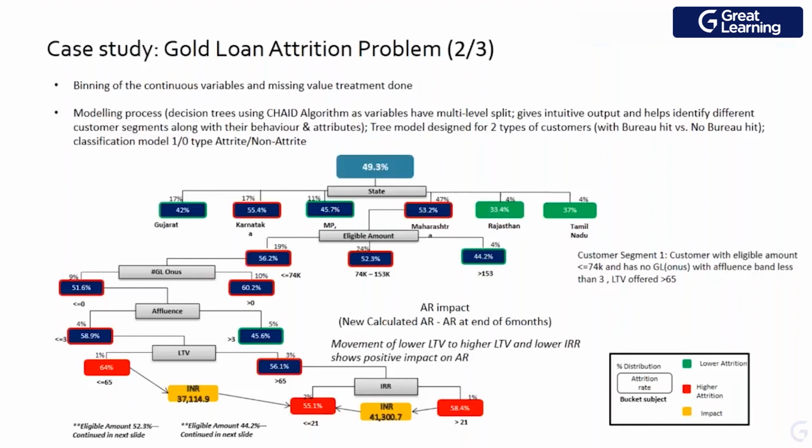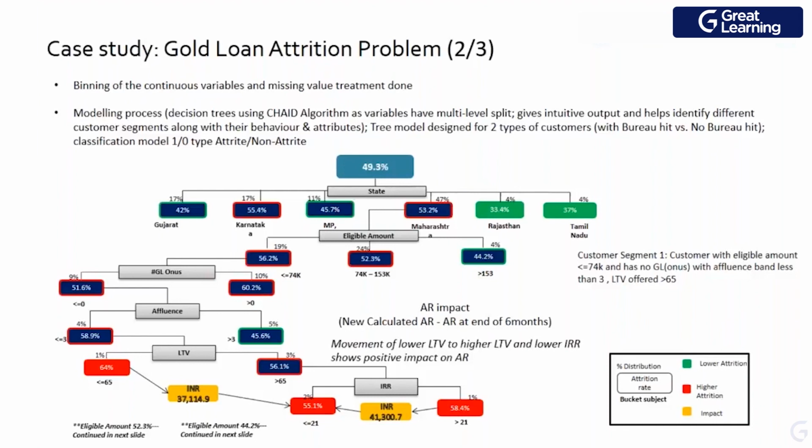The tree models were designed for two types of customers, because the behavior of a bureau hit customer versus a no bureau hit customer is going to be very different. The customer who has a past history with some of the other competitors, who has taken a loan in the past, his behavior and the level of information that we have will be very different from the one who doesn't have any bureau history. So that's why we made two models for two different types of customers. And it's a classification-based problem where you say one if the customer has attrited within the first 6 months, versus non-attrited, wherein he has not attrited in the first 6 months.